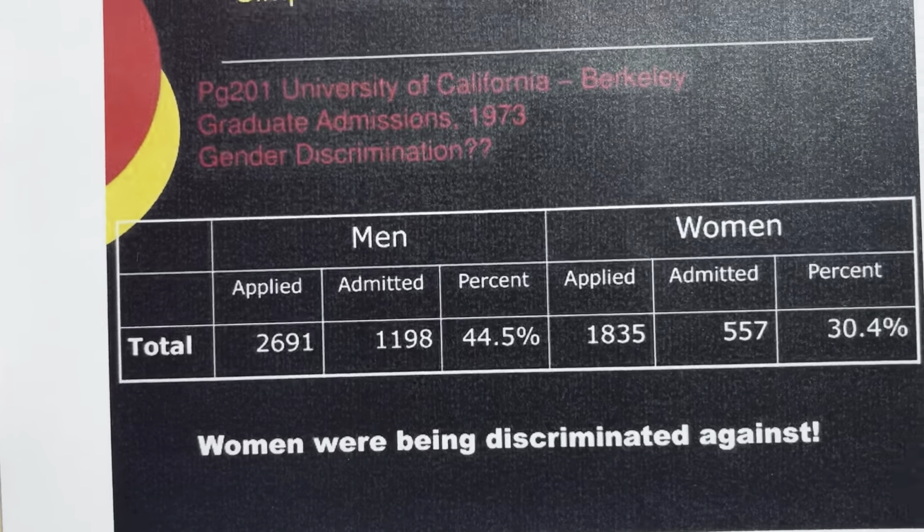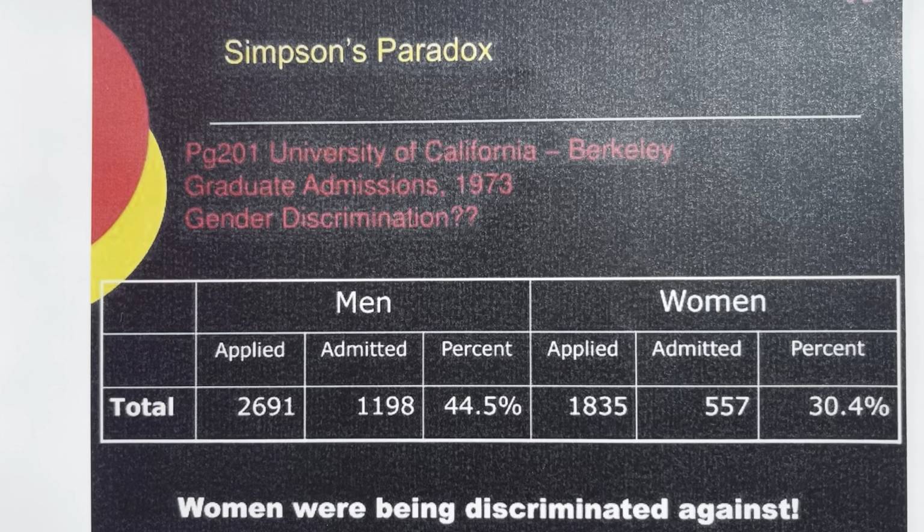So the idea behind this is known as Simpson's paradox. Okay, you don't need to know the name, but that's just the concept. One of the things you can look at, this was done in 1973. They were looking at admissions to Berkeley.